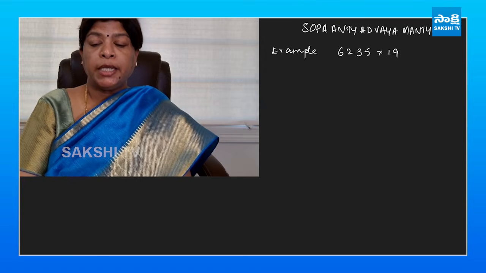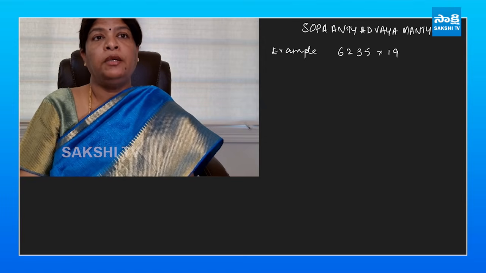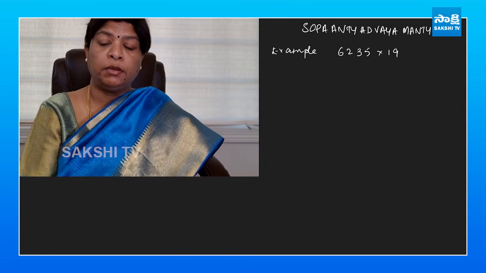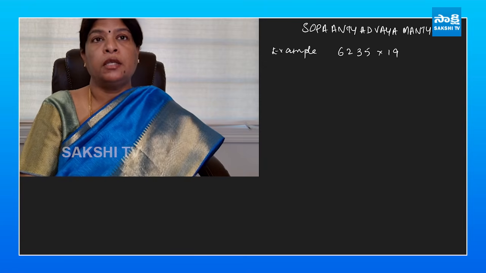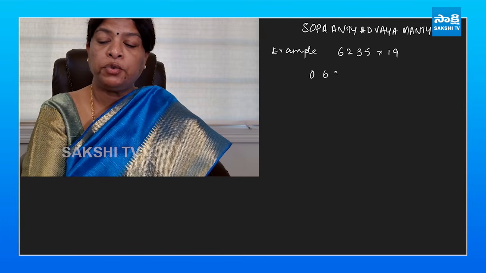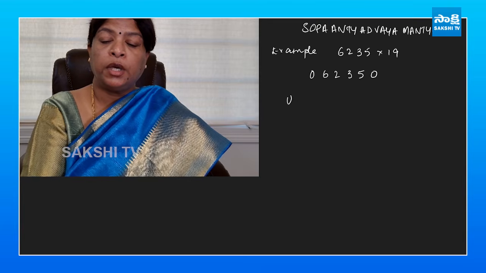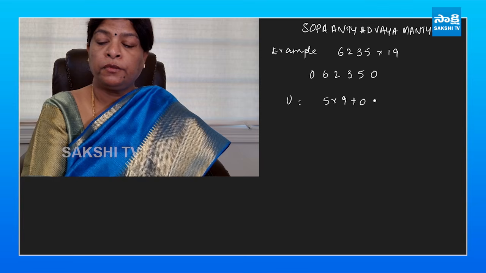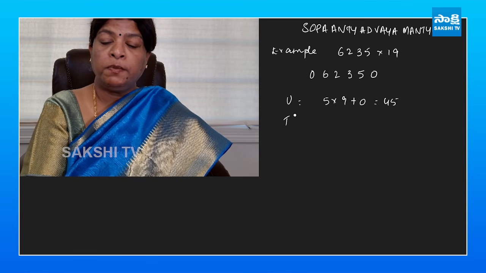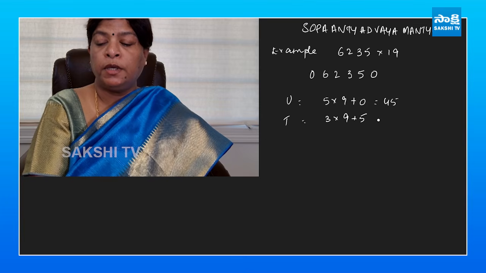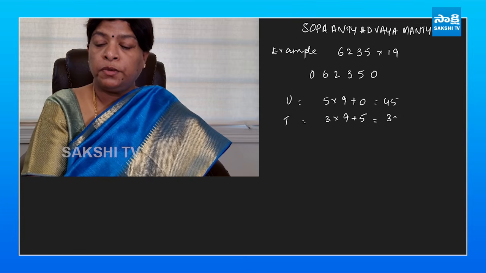We have one last example in this category. So here we are trying to multiply 6,235 with 19. Our multiplicand is 6,235. So we begin with adding a leading and a trailing 0 to our multiplicand and apply the sutra. So our units place would be 5 times 9 plus 0. Tens place is 3 times 9 plus 5, 32.